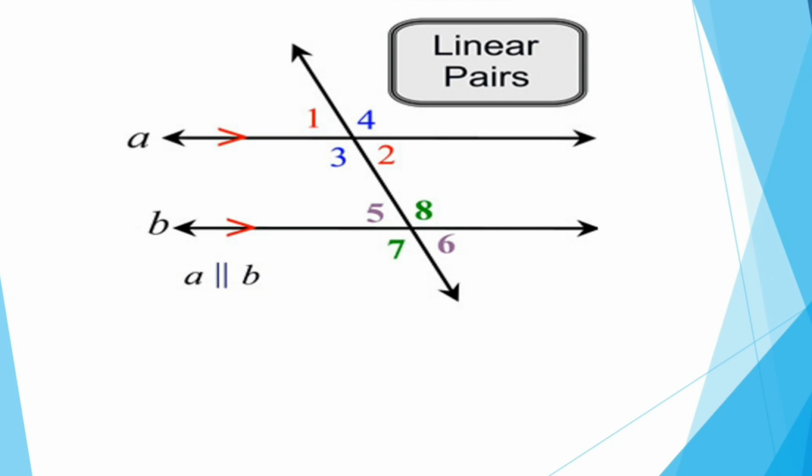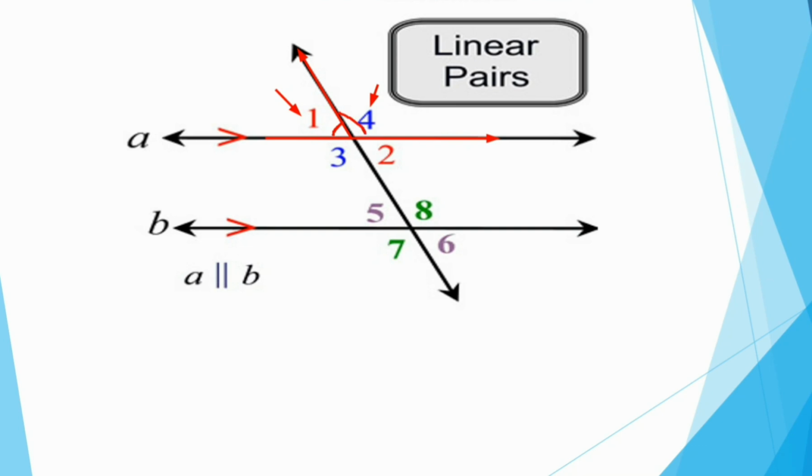So here you can see some angles. For example, angle 1 and angle 4, they are formed on the same straight line. This is a straight line on which they are formed. So this is the common arm. This is the common arm. So here two angles which are formed are angle 1 and angle 4.